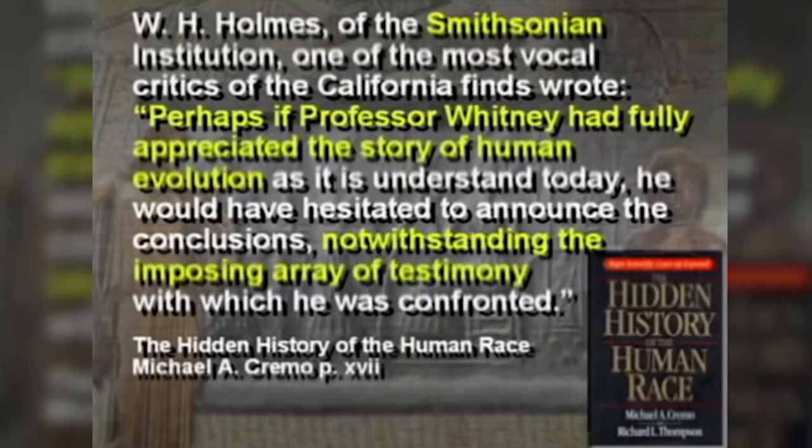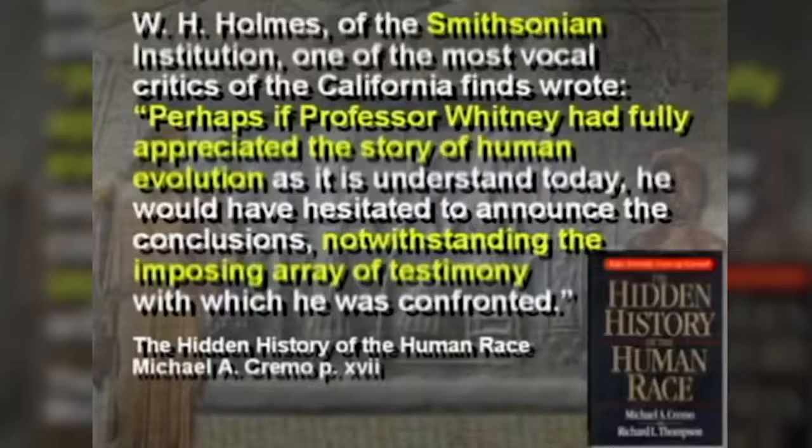Professor Holmes of the Smithsonian was one of the most vocal critics of the California finds. He said, "Perhaps if Professor Whitney had fully appreciated the story of human evolution as it is understood today, he would have hesitated to announce the conclusions, notwithstanding the imposing array of testimony." Is he saying he shouldn't have announced this finding because it goes against the theory? Is that what he's saying? That's exactly what he's saying.